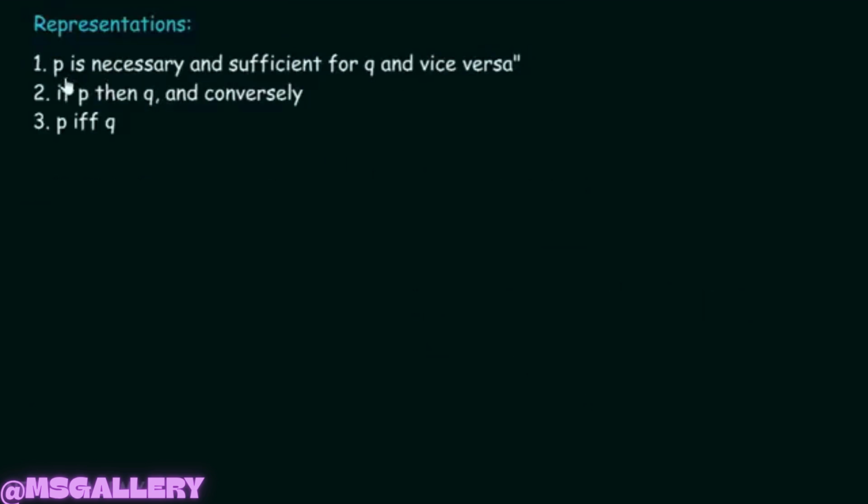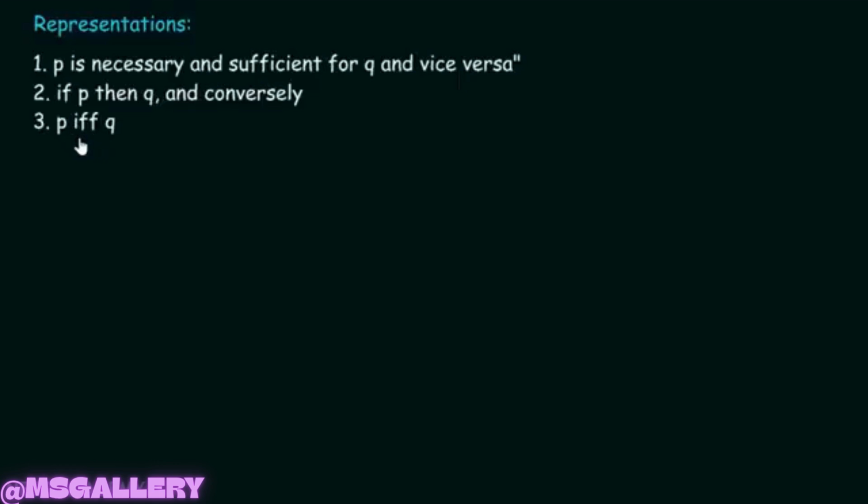Now let's consider the different ways to represent the biconditional statement. Not only can we say that P if and only if Q, but we can also say that P is necessary and sufficient for Q, and we can also say that Q is necessary and sufficient for P, right? If P then Q and conversely is also one of the representations of biconditional statement. P if and only if Q can also be written in short form as P iff Q. Please note down, it is not "if", it is "iff". It represents if and only if.